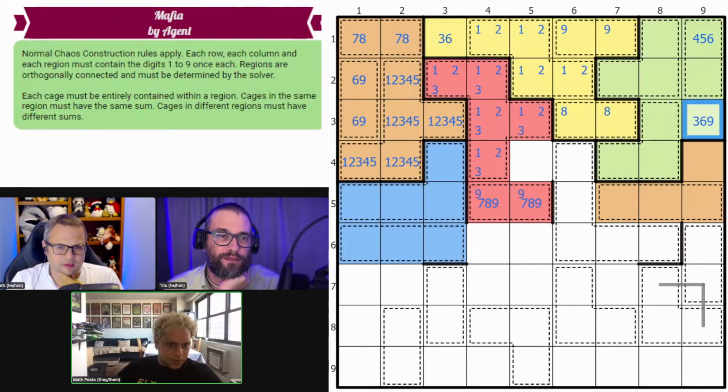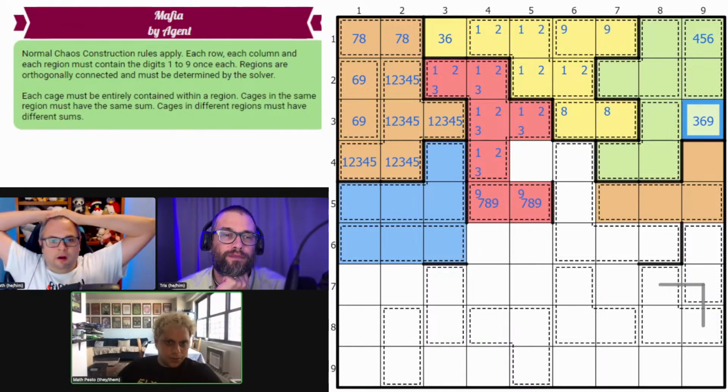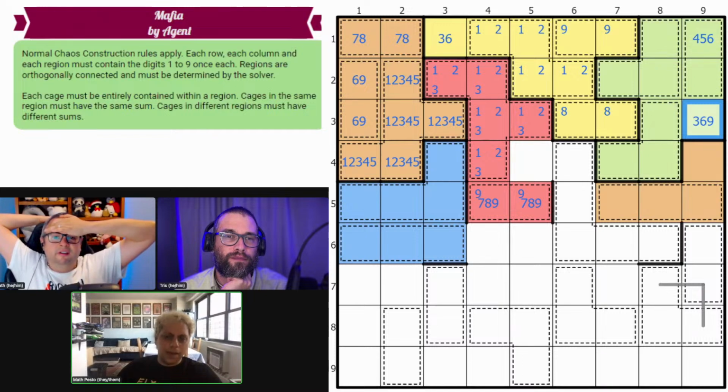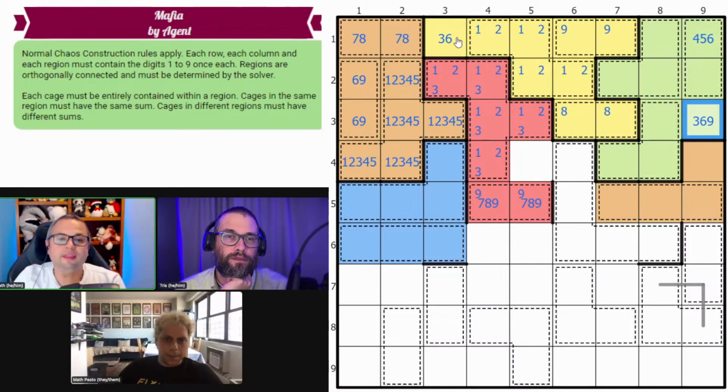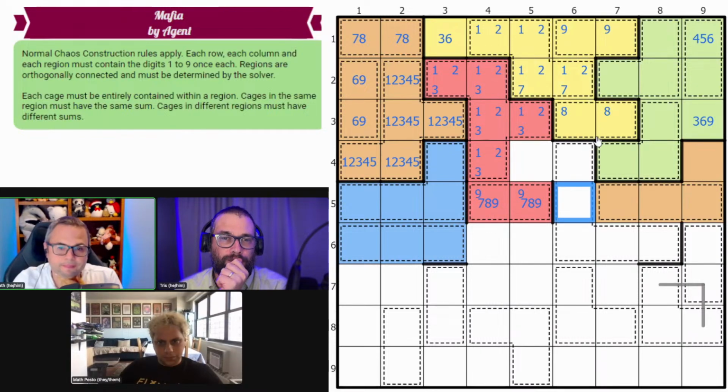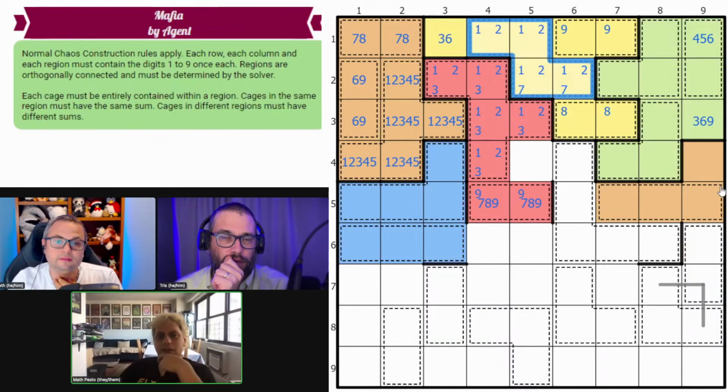Emma says yellow 7 is row 2 in the 4 cell. Yeah, right. That's very good. So the total here can't be 16. So there's a 7 there, because the total can't be 15 either. And then the 7 in green has to be in that bottom cage.